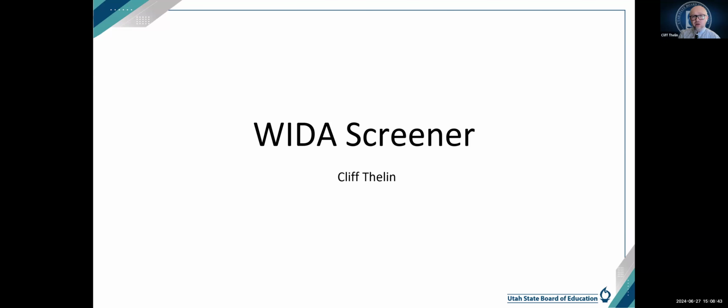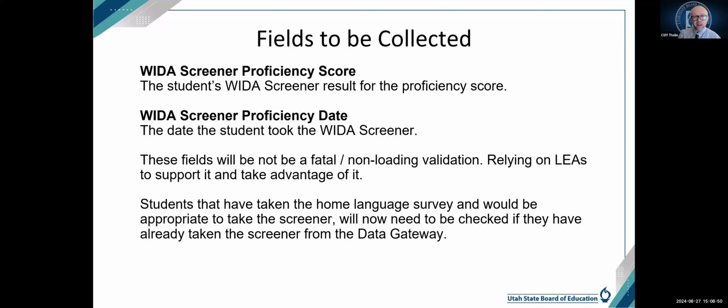The next area that I've got for you is the WIDA screener. Go ahead to the next screen. The WIDA screener, we've gone over this a few times, but just as a recap, because now we're at the point of releasing this information out, this is the proficiency score which we're going to be collecting, and the proficiency date. The other information that's going to be available on the data gateway page that I'm going to show on the next slide can essentially be determined just by who sent it to us.